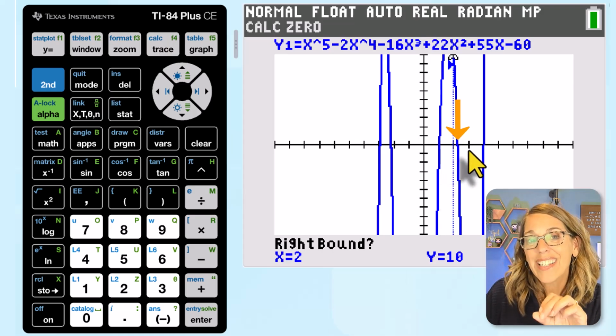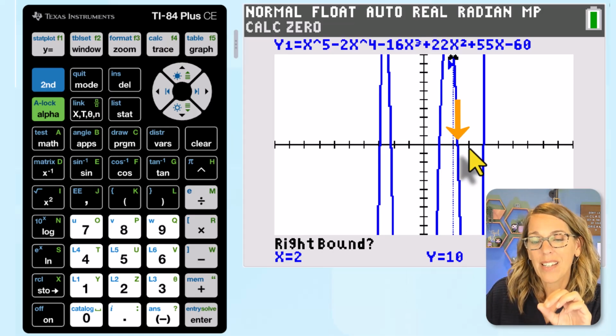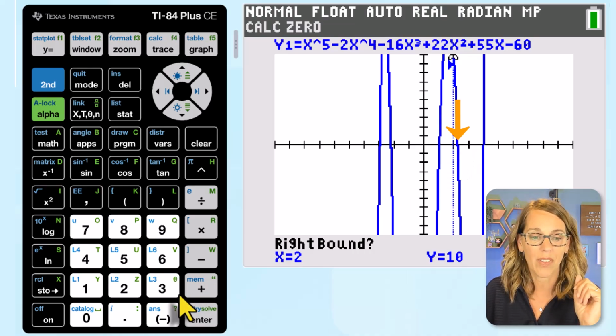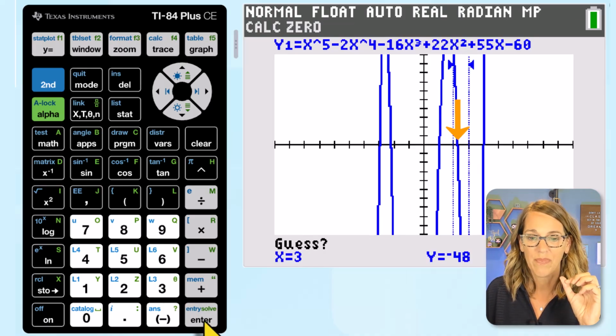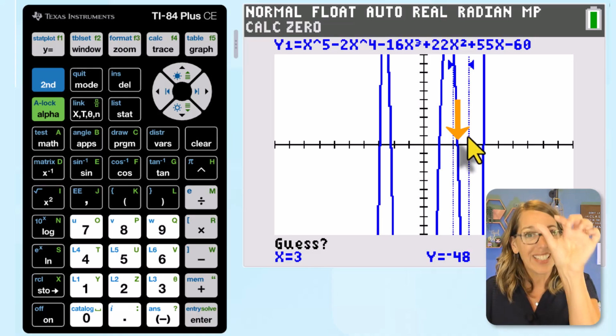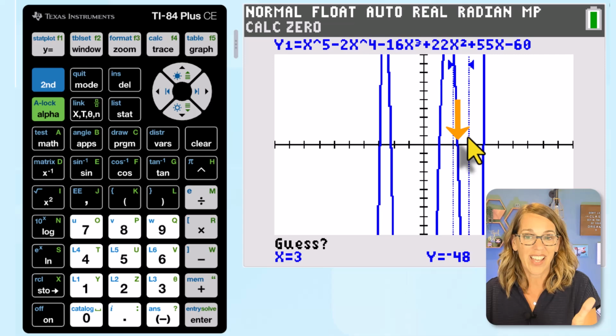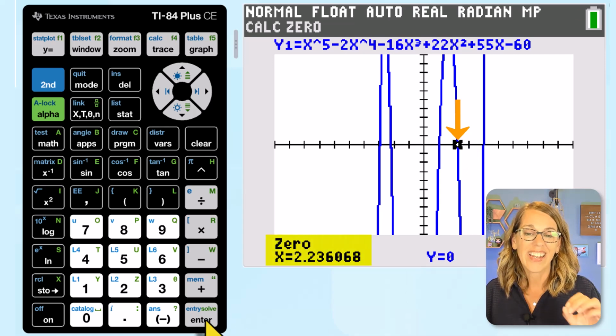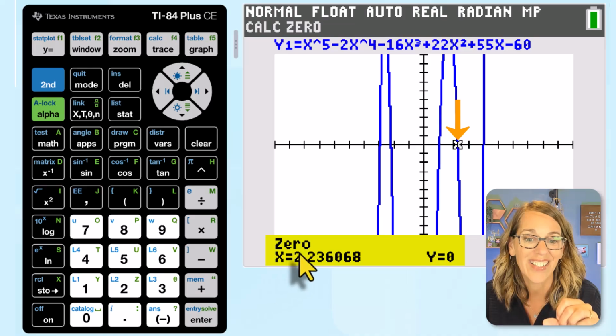To be to the right of it, it was 2 point something. So how about 3? So I'm going to type in 3 and then enter. Okay, so now I've got those two bounds. You're going to check to make sure that the 0, the x-intercept that you want, is in fact between those two bounds, and it is. I don't worry about a guess. I just hit enter here, and I came up with that last 0.